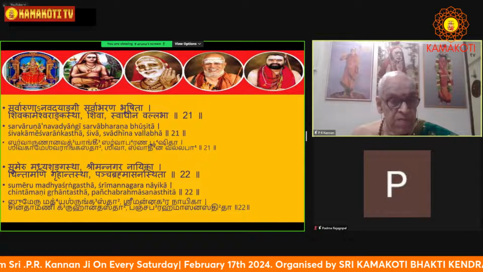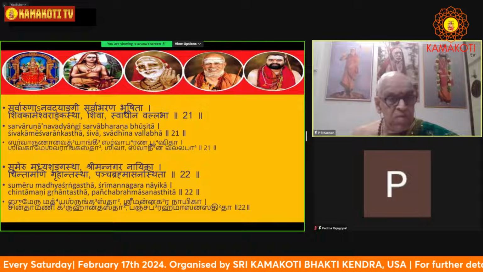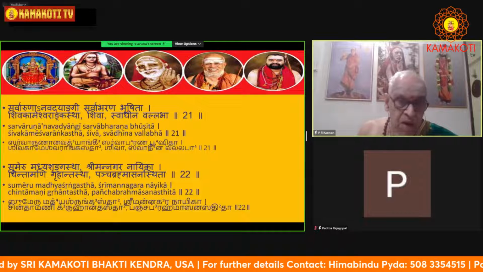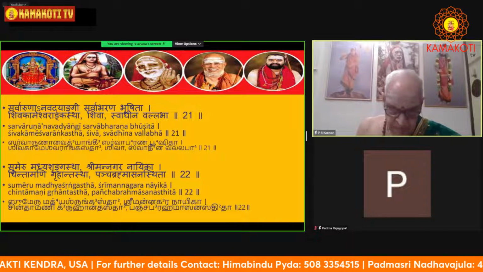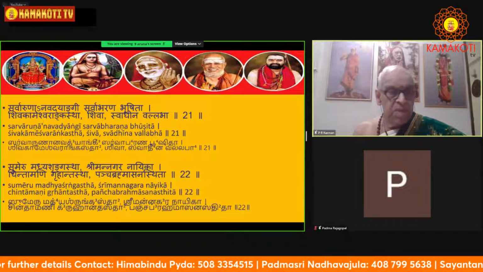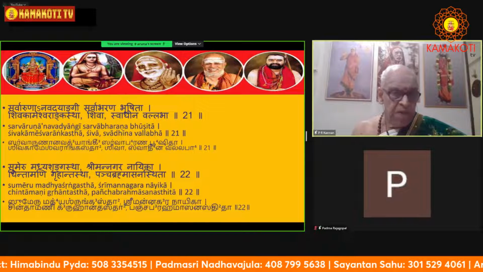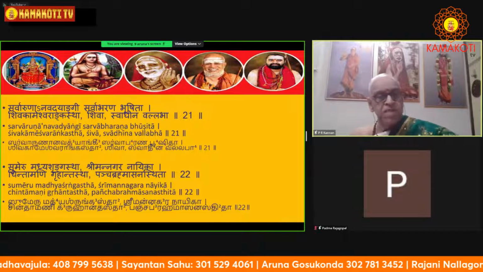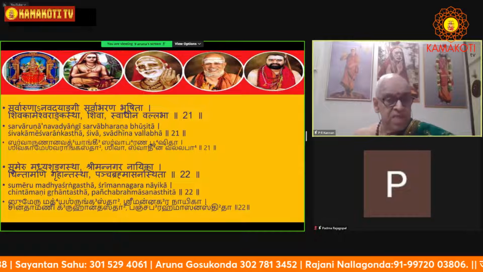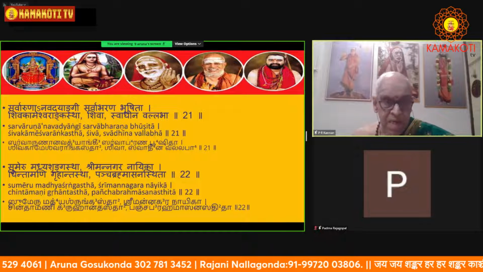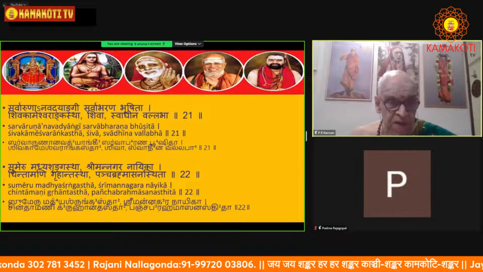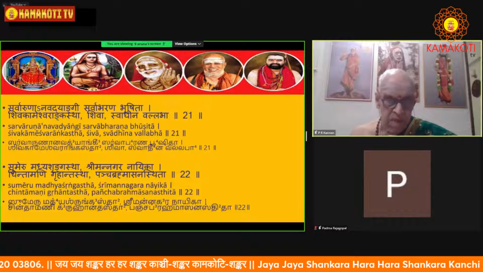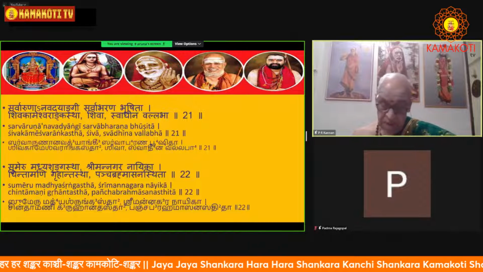Then from Sarvabharana Bhushita, from Shivakameswarankastha onwards, there is a description of Sripuram, where Devi resides, the residence of Devi. Shiva Kameshwarankastha Shiva Swadhina Vallabha. There, in that Sripuram, inside the Chintamani Griha, she is seated on the left lap of Shiva Kameshwara. Shiva Kameshwara Ankastha. Anka is lap. She is sitting on the left lap.